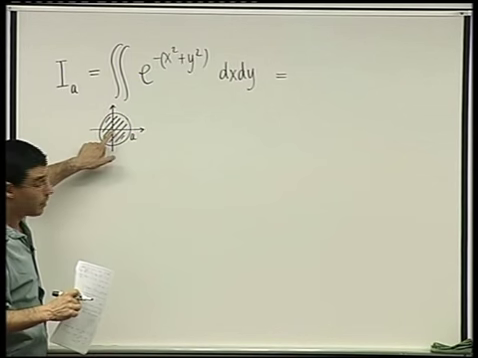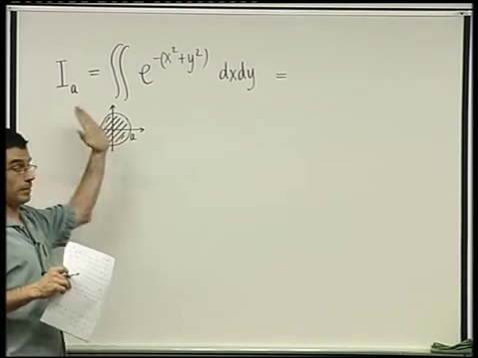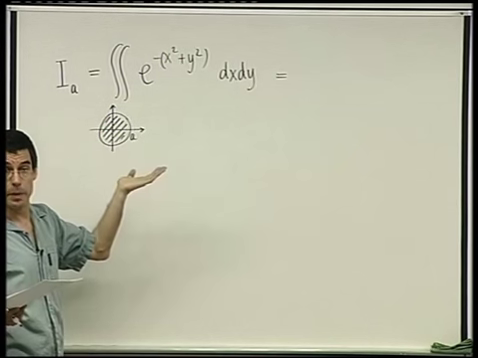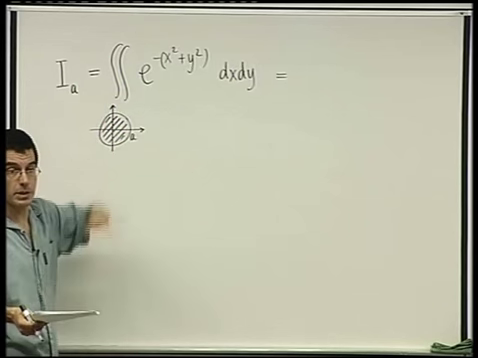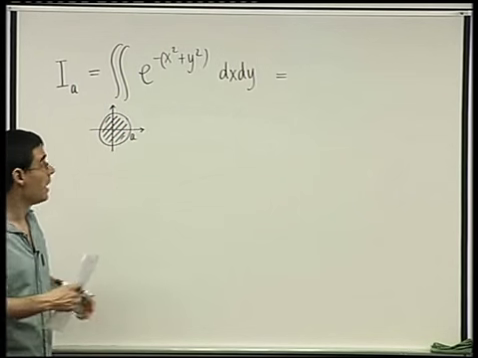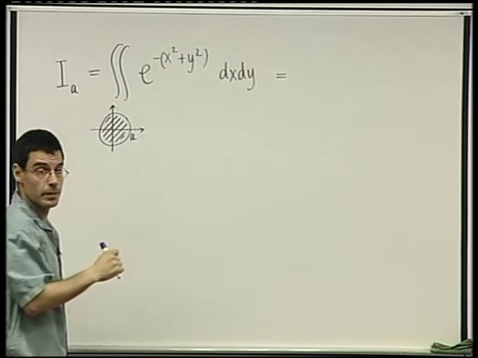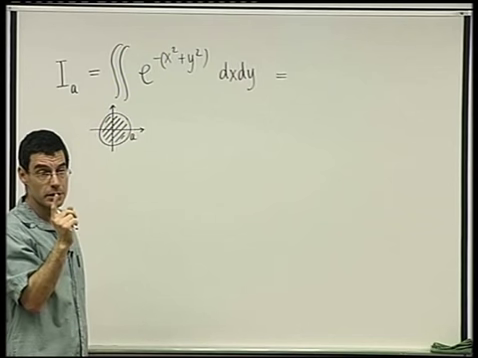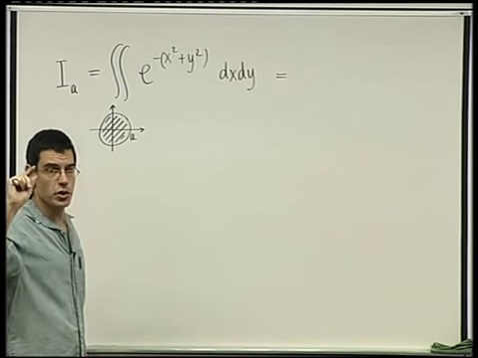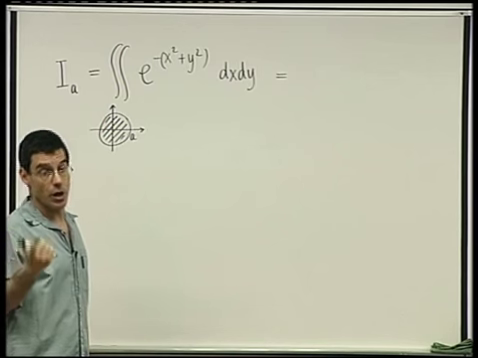R is going to go from 0 to a, and theta is going to go from 0 to 2 pi. It's going to be a rectangle in R theta, R between 0 and a, theta between 0 and 2 pi, right? The function is going to be e to the minus R squared. And what's missing? The star of the show in the previous clip, the Jacobian. What's the Jacobian for R?